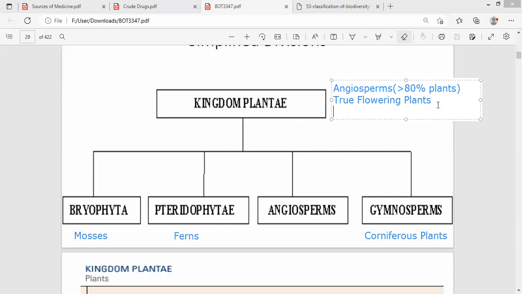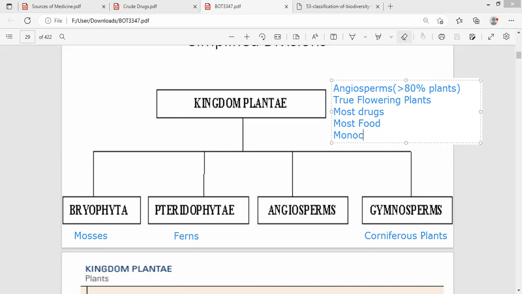Even drugs, most drugs will be here. Most drugs, most food. So that's why the angiosperms are the most important ones. So these other ones you just need to remember. Bryophyta is mosses, pteridophyta is ferns, gymnosperms is the coniferous plants. That's all you need to remember. But for angiosperms, know that it's the most important phylum, the most important division. The other name for phylum is division.